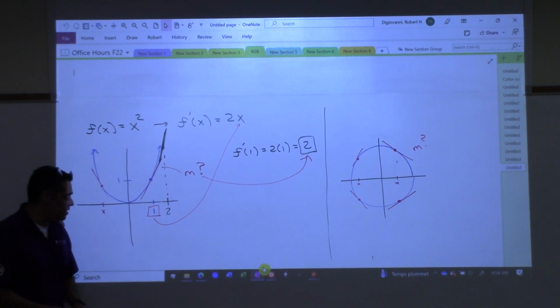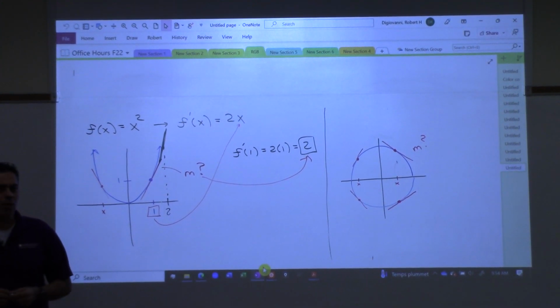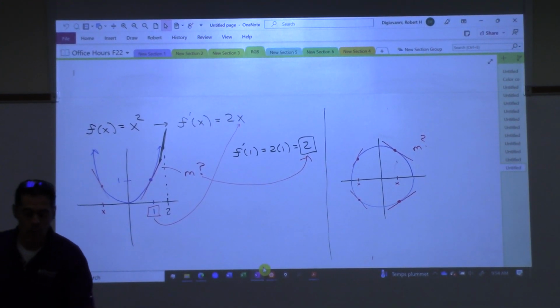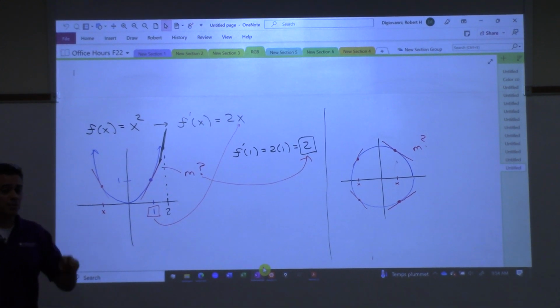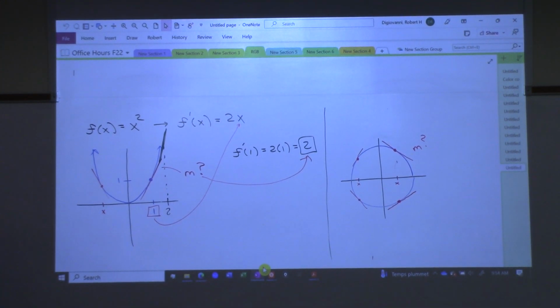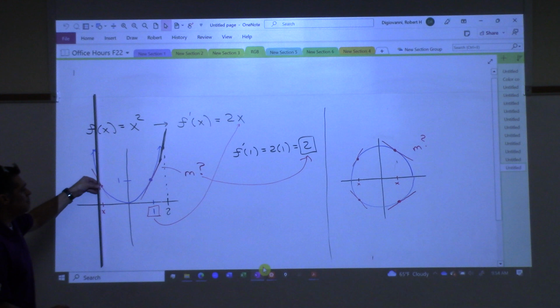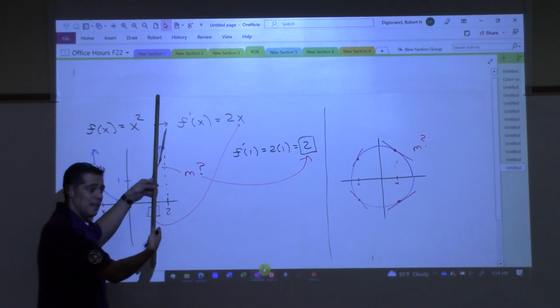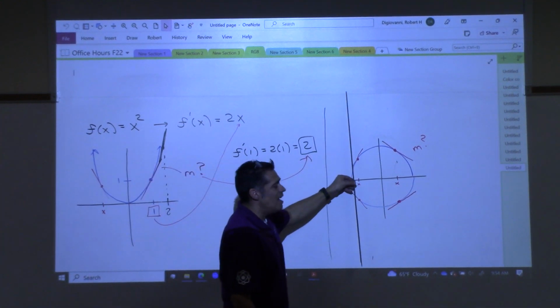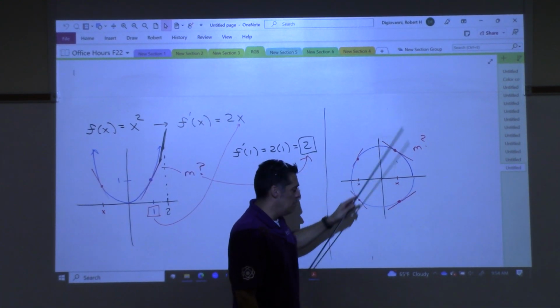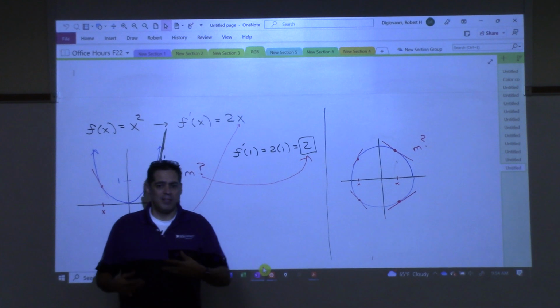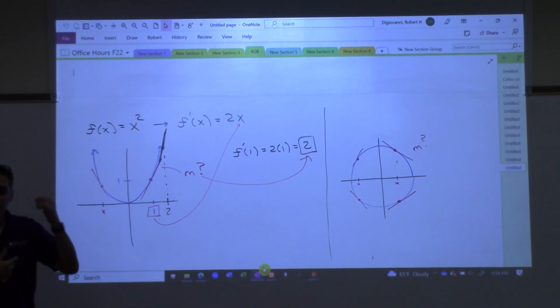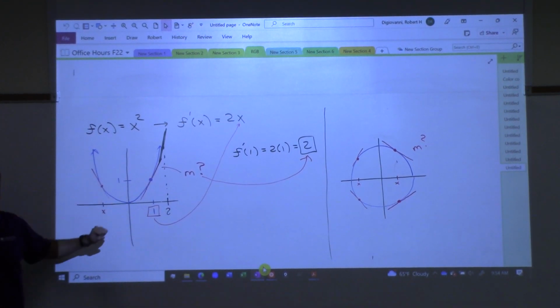What do curves have to pass in order to be characterized as functions? The vertical line test. So this passes the vertical line test: any vertical line only hits it one time. So that is a function. This is not a function. We've been studying functions.